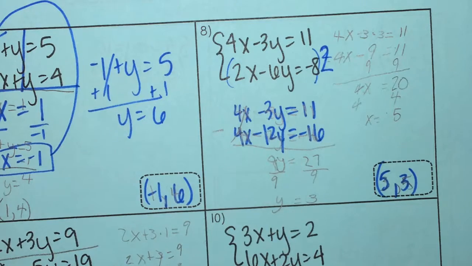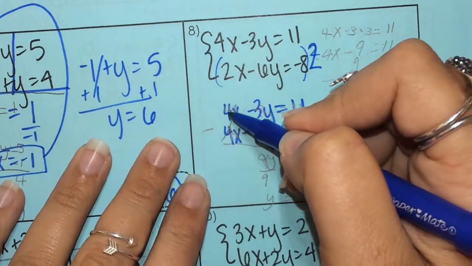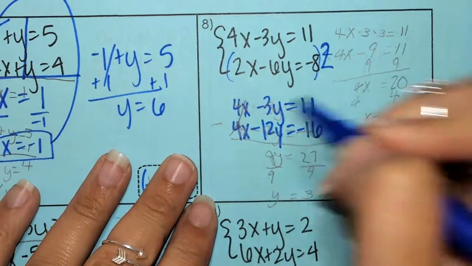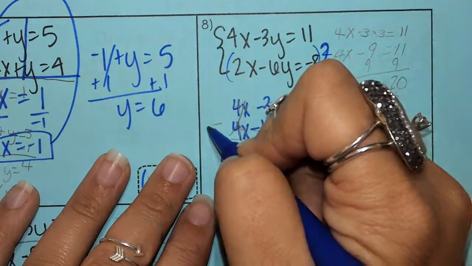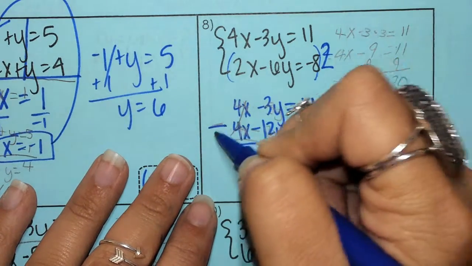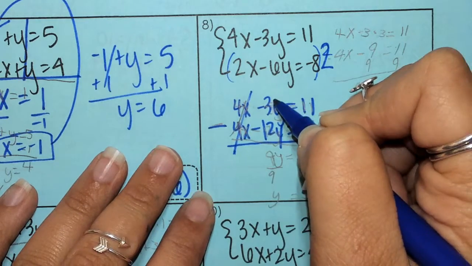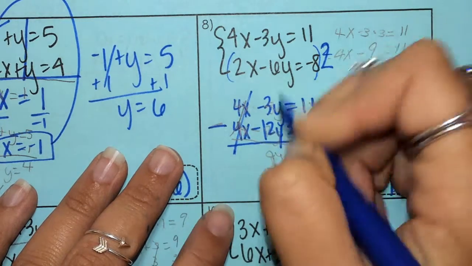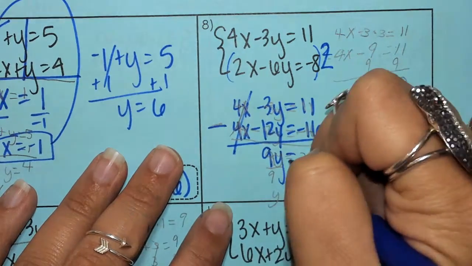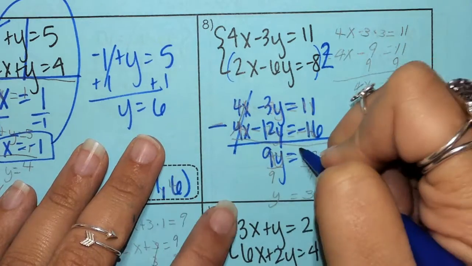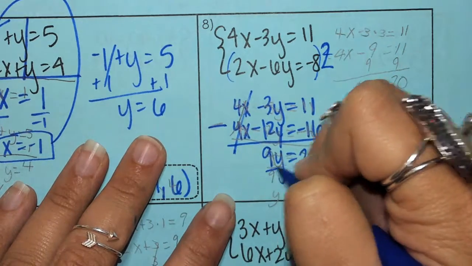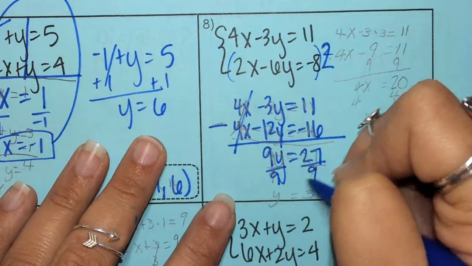Okay, so we have the same sign, so what are we going to do? Subtract. 4x minus 4x cancels. Negative 3y minus negative 12y is 9y. 11 minus negative 16 is 27. Divide by 9. He got this problem completely right.